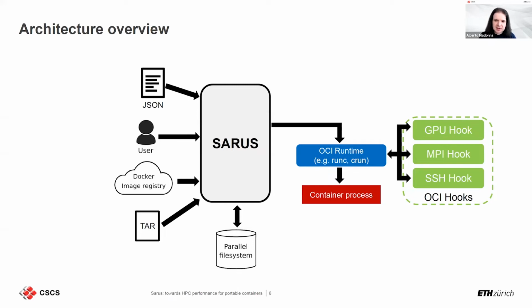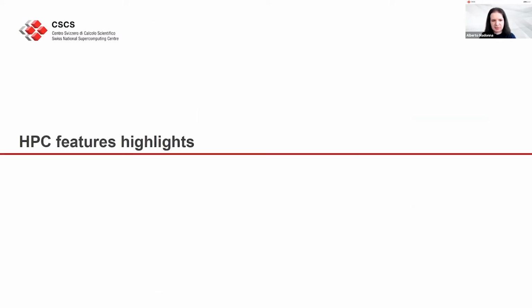One of the fundamental design points of Sarus is the capability of configuring external programs, which are called by the runtime, to perform additional actions on the container. These programs, which are represented as the green boxes in the diagram, also use an interface defined by the OCI. And for this reason, they are generally known as OCI hooks. I will be going into more detail talking about OCI hooks in a short while. But for now, I just wanted to highlight a couple of HPC-specific features that Sarus brings to the table.